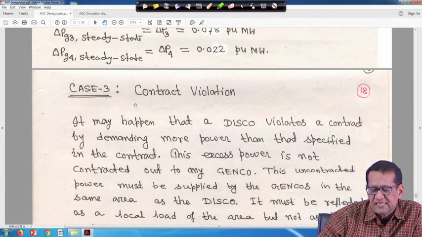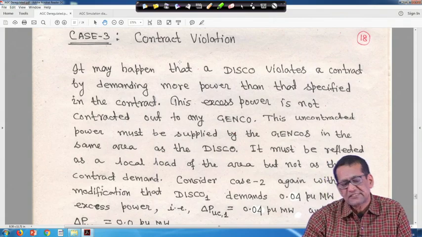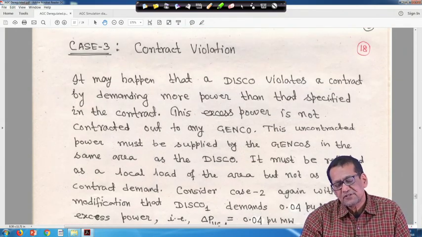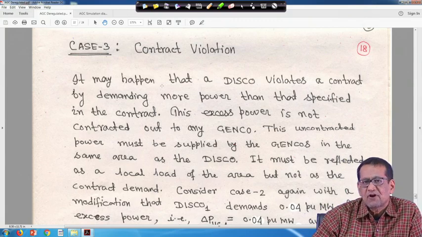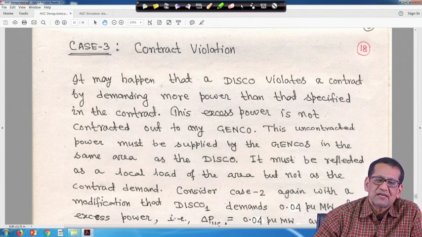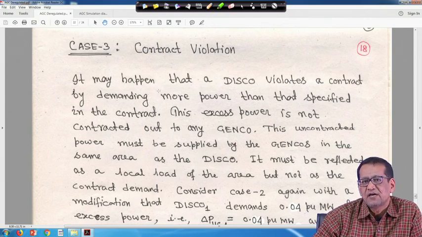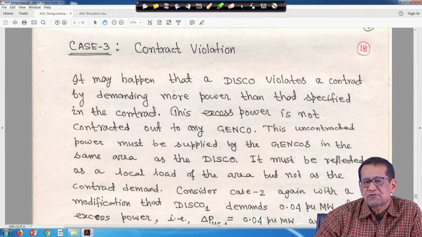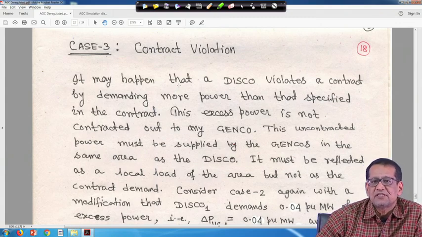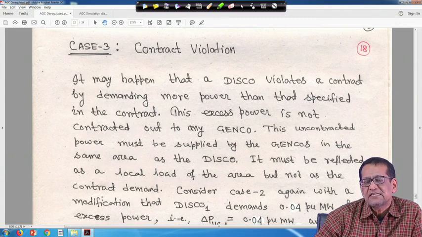Next is case 3, which we call contract violation. Contract violation means suppose distribution companies have some contract with different generation companies, and based on that the contract participation factors and the DPM were formed. But suppose a distribution company's total contracted power demand is, say, 0.05 per unit megawatt, but all of a sudden it needs an extra 0.02 per unit megawatt, which was not in the contract. How to incorporate that uncontracted power demand in the model and simulation, we will see here.